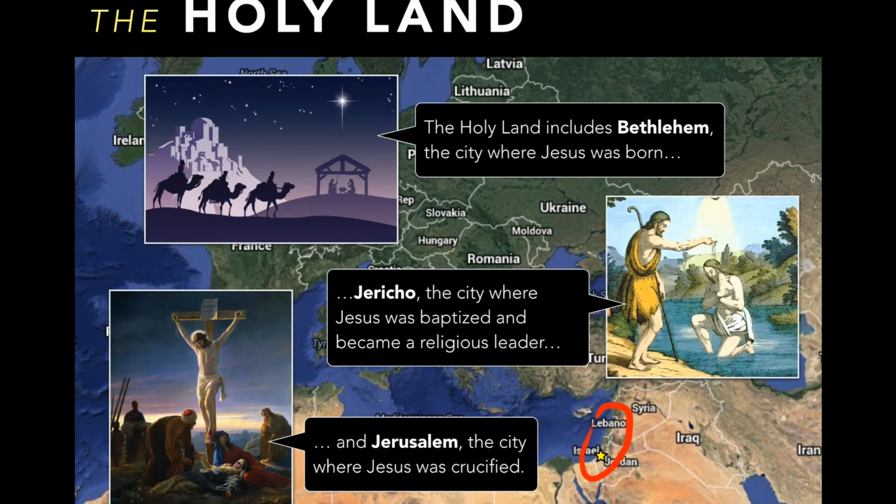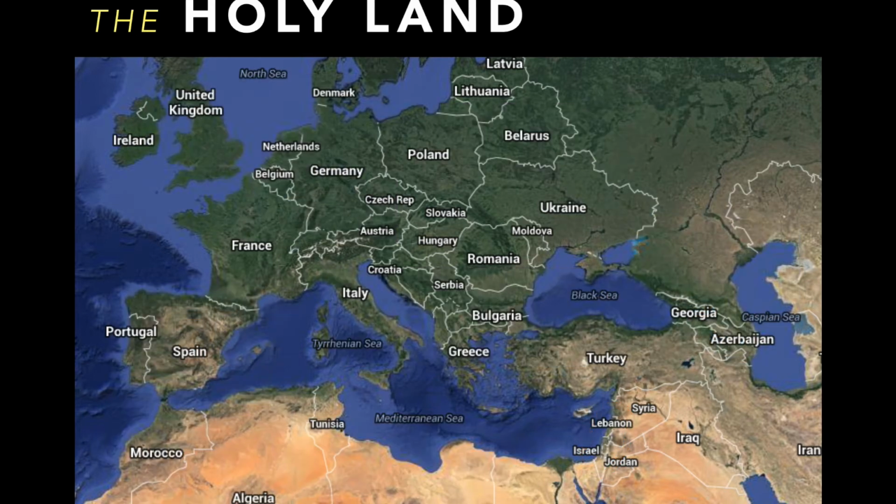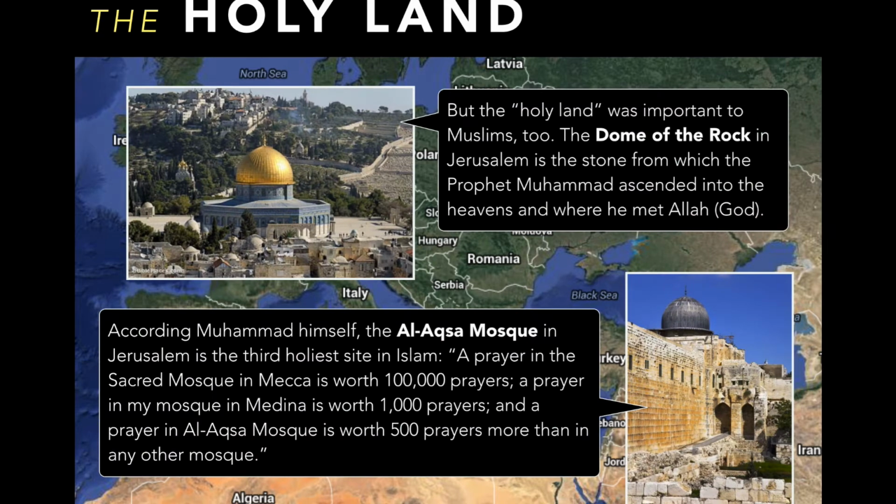At the same time, this area had a lot of importance for the Muslim faith as well. For Muslims, it had the Dome of the Rock. It also was the home of the Al-Aqsa Mosque, which was considered the third holiest site in Islam. And of course, not to mention, many Muslims live there.